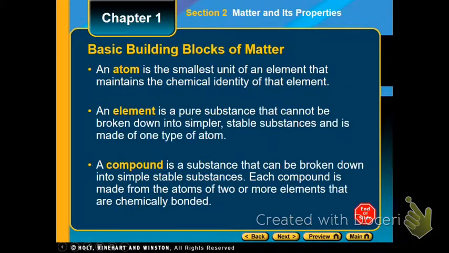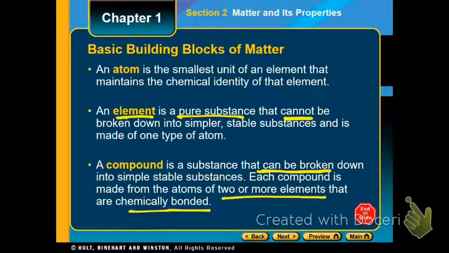If we're looking at the basic building blocks of matter, you have three more definitions you need to write down: atom, element, and compound, and these will get discussed further throughout the lesson. An atom is the smallest unit of an element. An element is a pure substance that cannot be broken down into simpler, more stable substances. So again, it is a pure substance. Pure substances will be brought up later. And then a compound is a substance that can be broken down into simpler substances. For a compound, you have two or more elements that are chemically bonded.